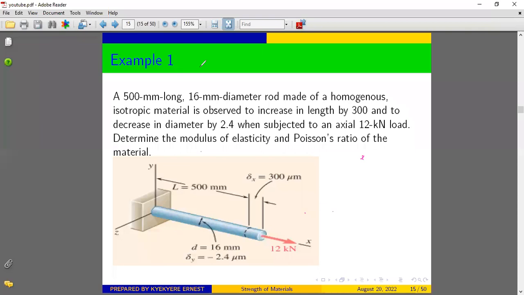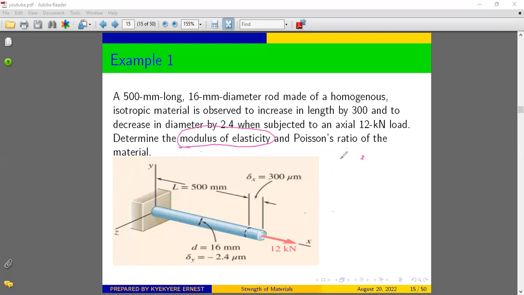So here we are told that a 500 millimeter long, 16 millimeter diameter rod made of a homogeneous isotropic material is observed to increase in length by 300 micrometers and to decrease in diameter by 2.4 micrometers when subjected to an axial 12 kilonewton load. Determine the modulus of elasticity and the Poisson's ratio. So here we are asked to determine the modulus of elasticity as well as the Poisson's ratio.